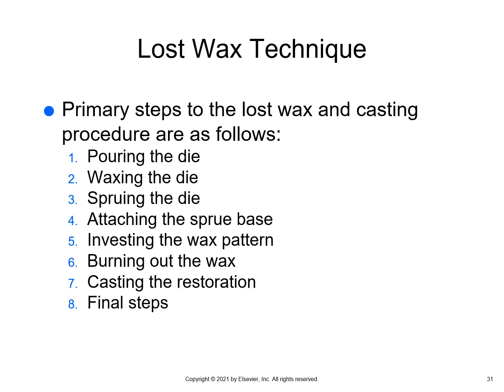The lost wax technique I've mentioned a couple times in this presentation. There are some primary steps to the lost wax and casting technique. First, they pour the die, and remember the die is that little tooth that can be removed from the arch. Then they wax that die, and then they do what is called a sprue, or spruing the die. They'll attach the sprue to the base and invest all of this in a wax pattern. They then burn out the wax and cast the restoration for the final steps.